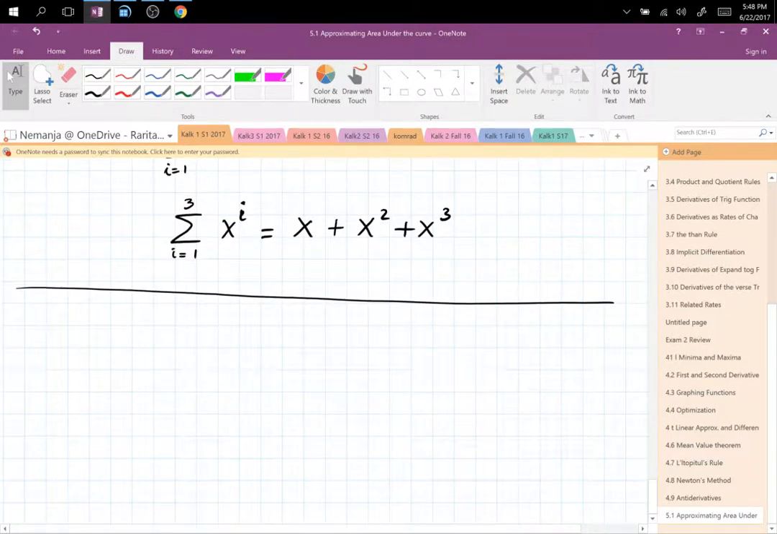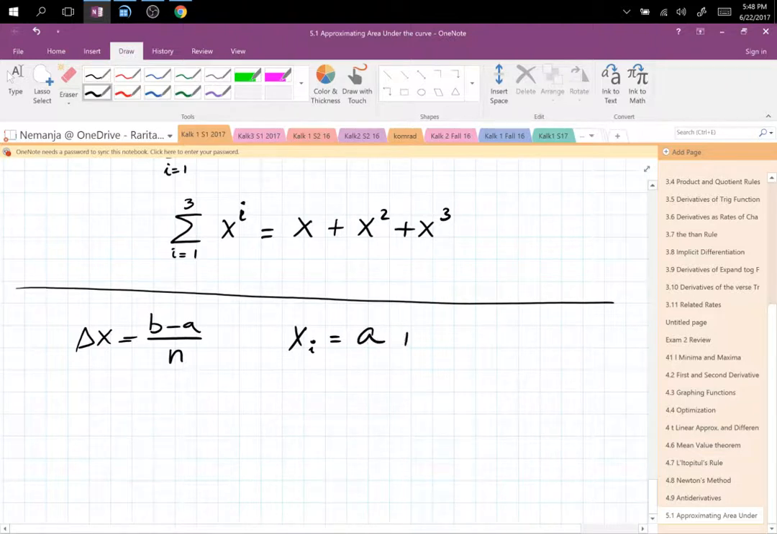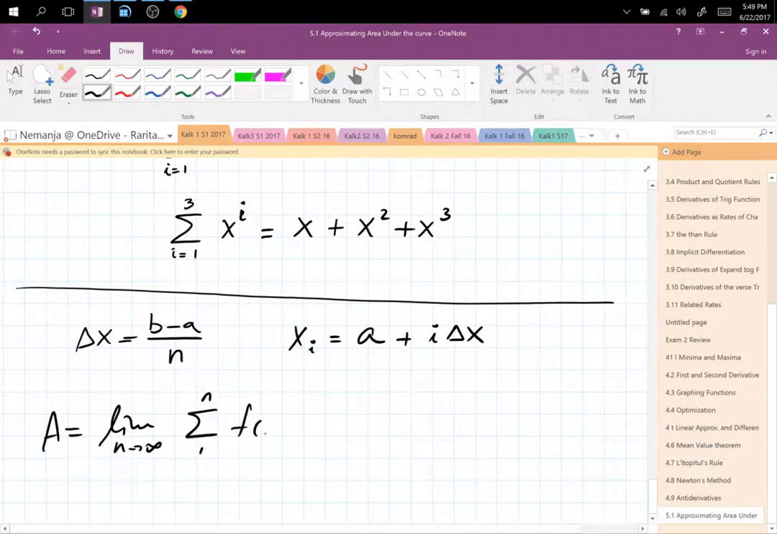So now what do I have to figure out the exact area? I have a formula for delta x, which was b minus a over n. I have a formula to figure out where each location of xi is by using a plus i delta x. And we finally have that the area, exact area, is equal to the limit n goes to infinity, summation 1 to n f of xi times delta x.